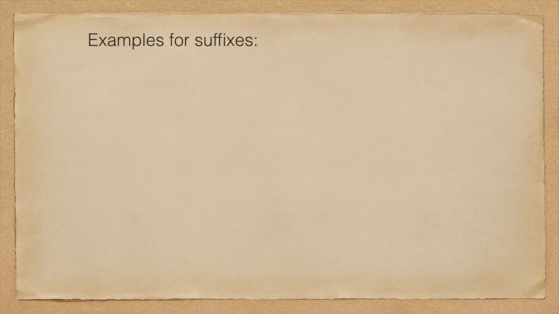How can we identify an adjective? Well, we know a word is an adjective by what it does in a sentence. Many adjectives have no obvious form, but some of them have particular endings or suffixes. Here are some examples for suffixes.